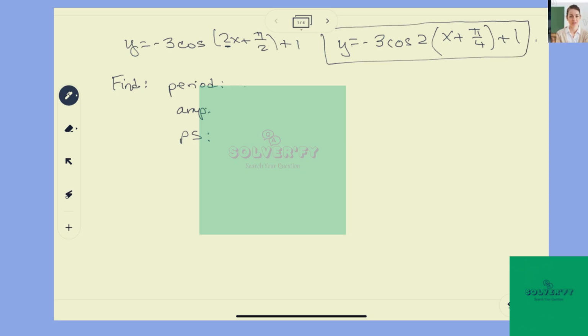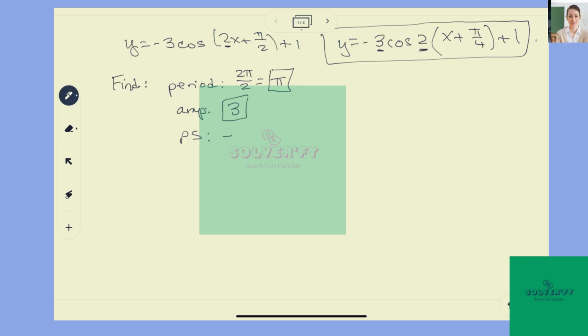to pull that information out. The period of this function is 2 pi over the frequency, over 2. So the period is just 1 pi. Okay. The amplitude is the number in front of the function. So the amplitude is just 3.